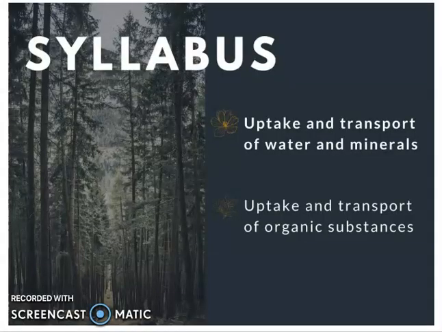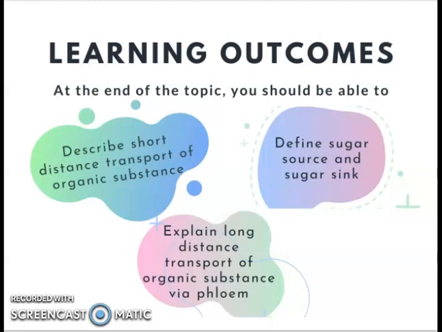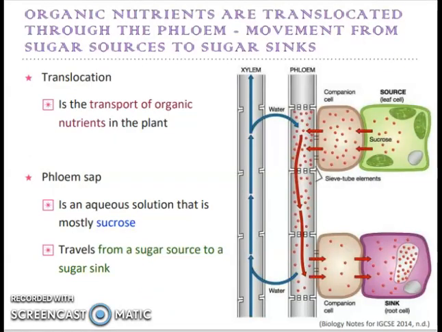The next topic we want to discuss in chapter 11, entitled Transport in Plants, is the uptake and transport of organic substances. The learning outcomes that can be derived from this topic are, first, describe short distance transport of organic substances; second, define sugar source tissue and sugar sink tissue; and lastly, the third one, explain the long distance transport of organic substances via phloem vessel.